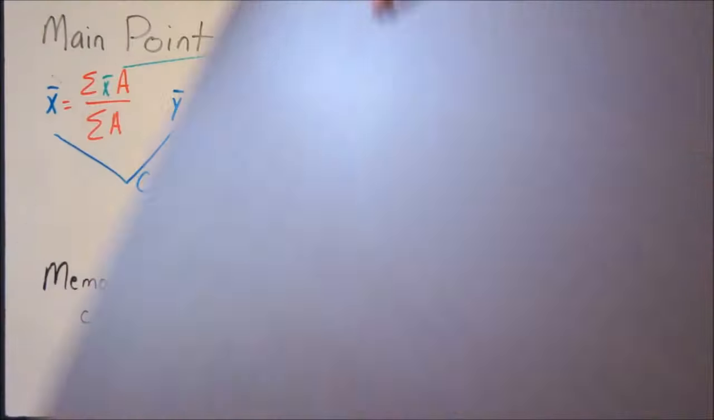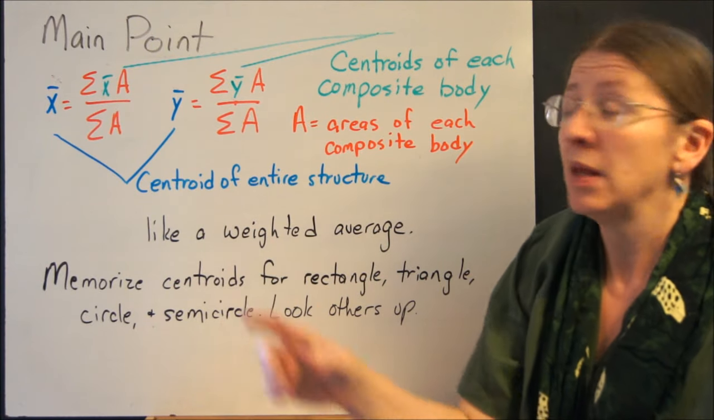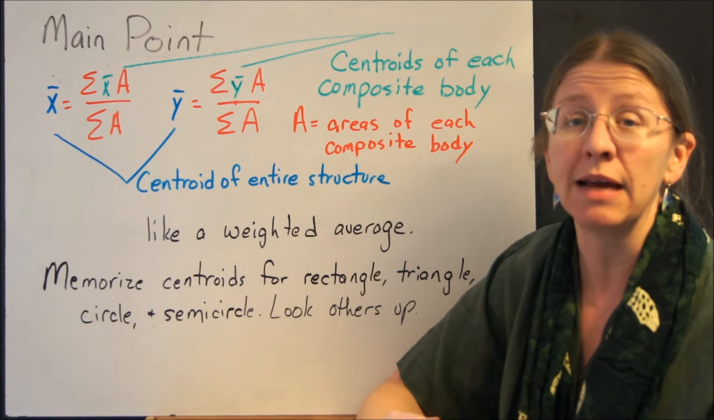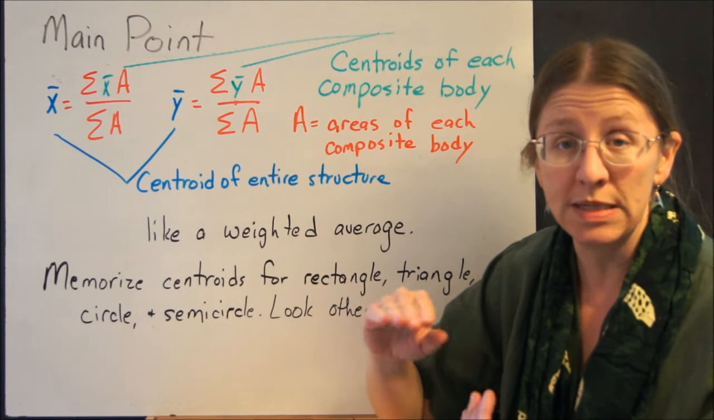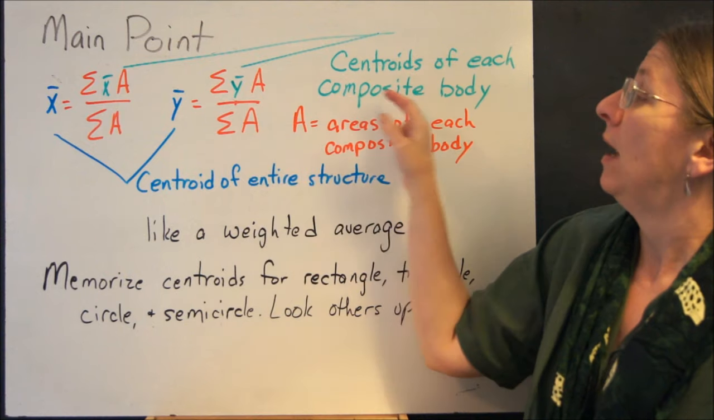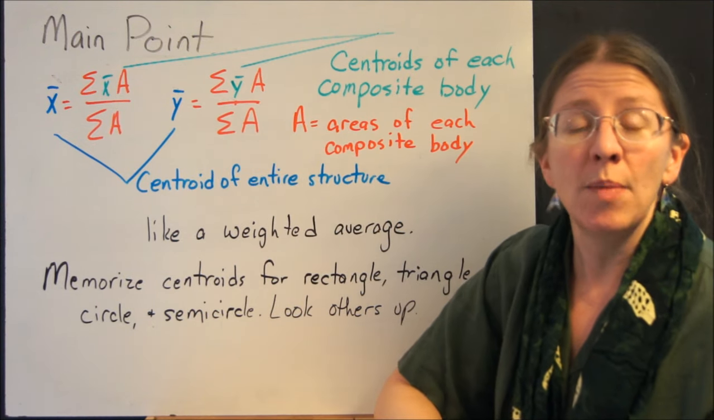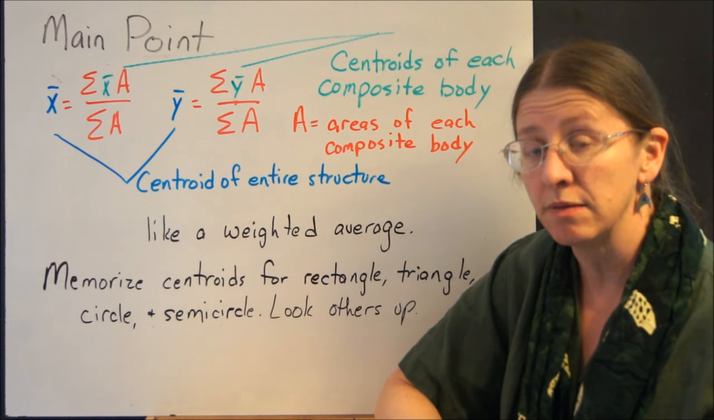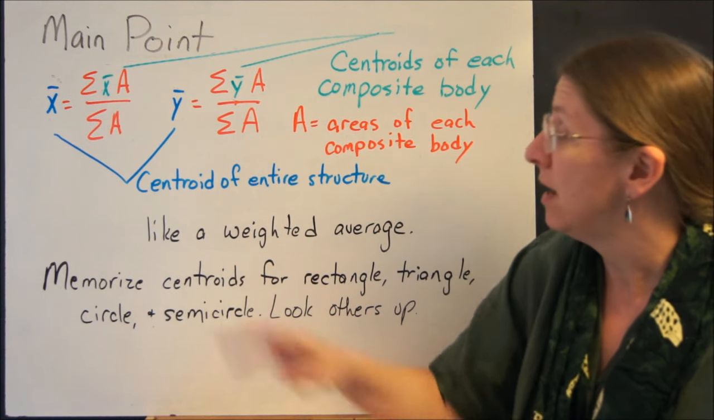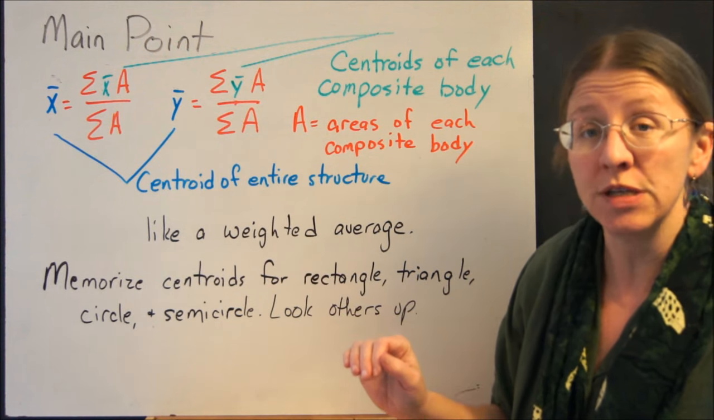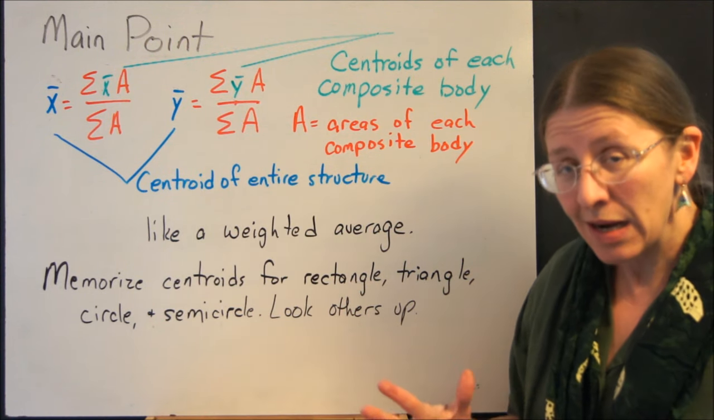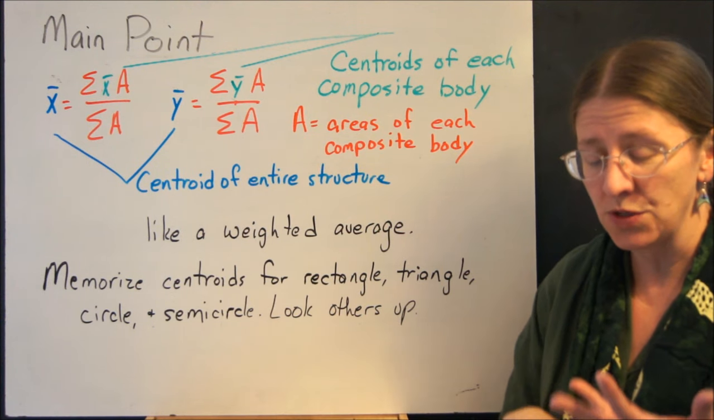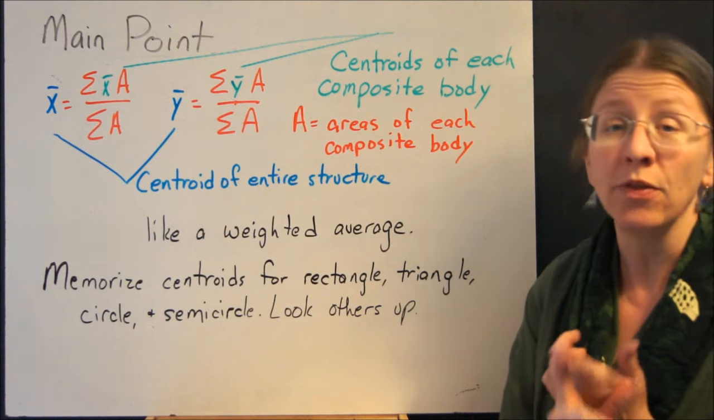So, main things to keep in mind, you're going to use these very self-same formulas that we've had, and it looks just like the kind of balancing the pencil that we did at the very beginning of centroids. These x bar and y bar are the coordinates for the centroids of each of your pieces. The A is the area of each of your pieces. And what you end up with is the centroid of your entire structure. It's kind of like a weighted average, if that helps you think about it. You need to memorize the centroids for rectangles, circles, triangles, and semicircles, and the rest of them you'll look up.